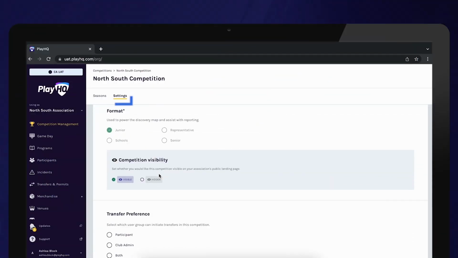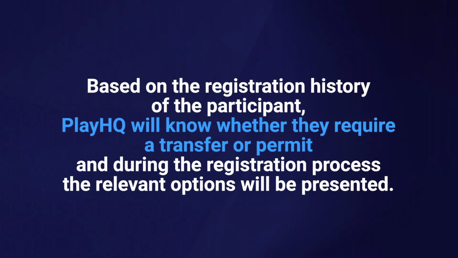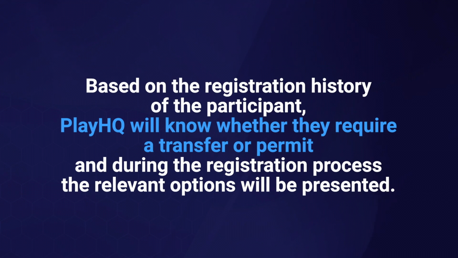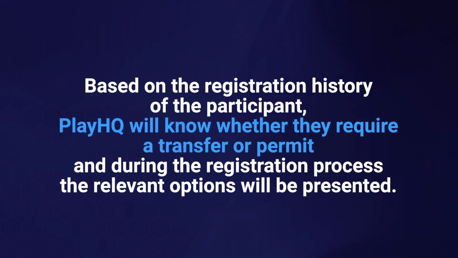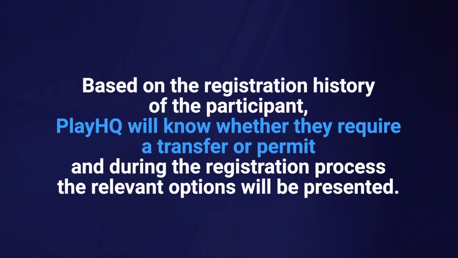First, ensure your transfer and permit preference settings are correct. You can allow for both transfers and permits to either be requested by participants, club admins, or both. Participant-requested transfers and permits will allow the participant to submit the request when registering. Based on the registration history of the participant, PlayHQ will know whether they require a transfer or permit, and during the registration process, the relevant options will be presented.